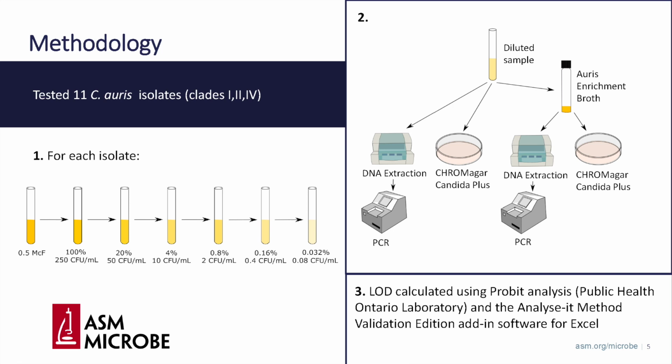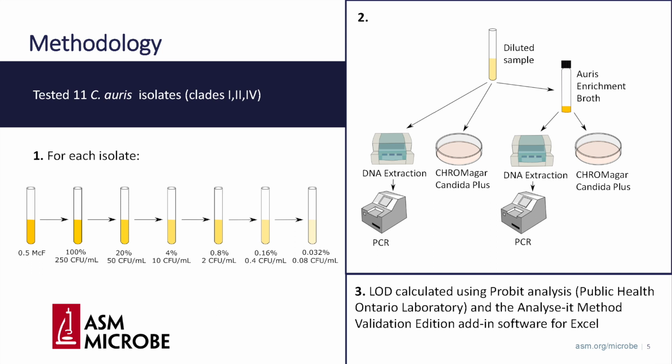So for our study, we tested 11 C. auris isolates, representative of 3 of the 5 geographic clades of C. auris. For each isolate, a 0.5 McFarland in saline was prepared and then inoculated into fresh nasal, axillary, groin, perineum, and rectal swabs. Six 5-fold dilutions of each spiked specimen were then prepared and used to test the 4 detection methods.